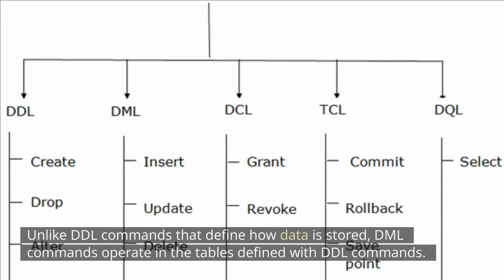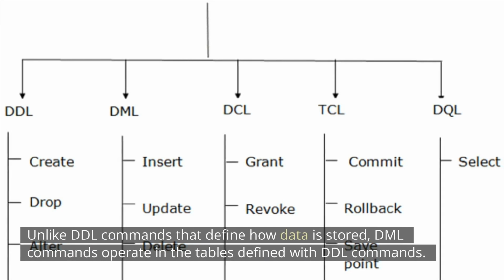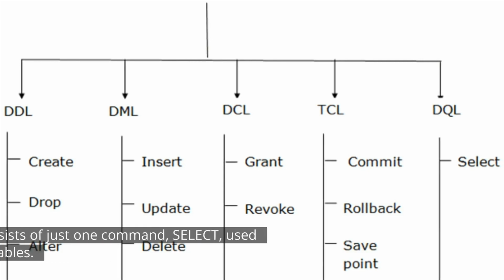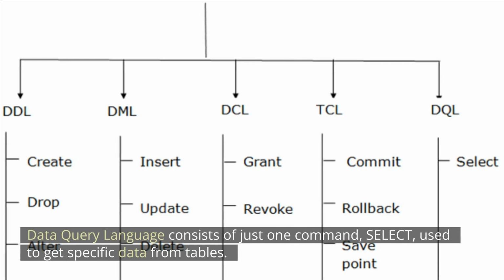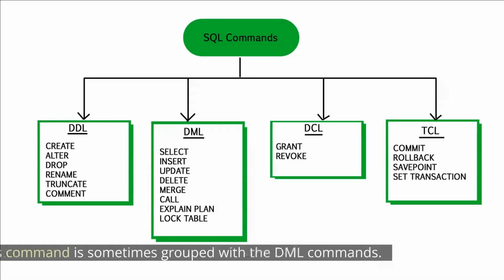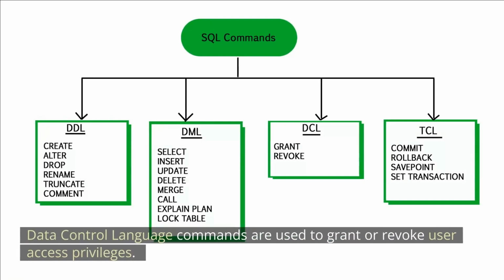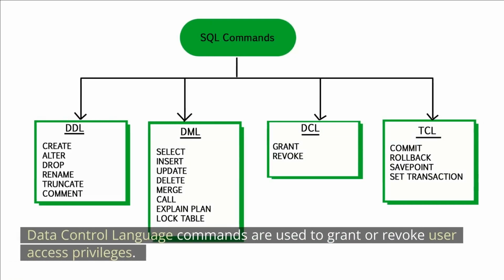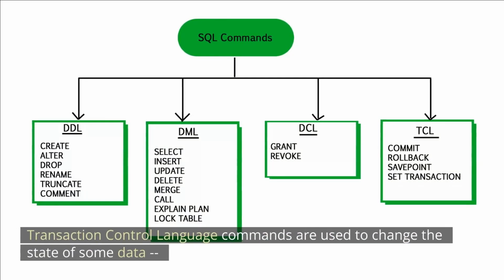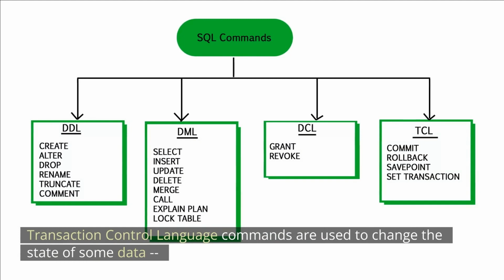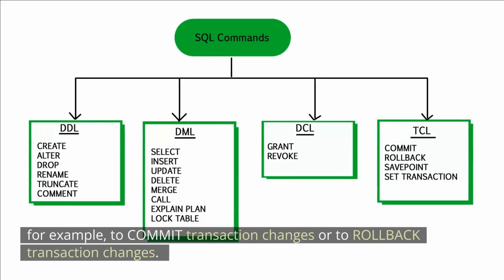Unlike DDL commands that define how data is stored, DML commands operate in the tables defined with DDL commands. Data query language consists of just one command, select, used to get specific data from tables. This command is sometimes grouped with the DML commands. Data control language commands are used to grant or revoke user access privileges. Transaction control language commands are used to change the state of some data, for example, to commit transaction changes or to roll back transaction changes.